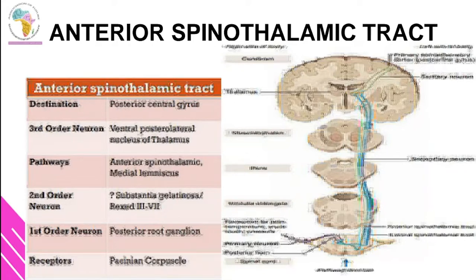The one thing that I want us to appreciate about this one is that damage to the anterior spinothalamic tract might lead to loss of light touch and pressure on the opposite side of the body below the lesion. So if we had the lesion in the anterior white column, for example, below that, on the opposite side of the body, we might lose the sense of light touch and pressure.